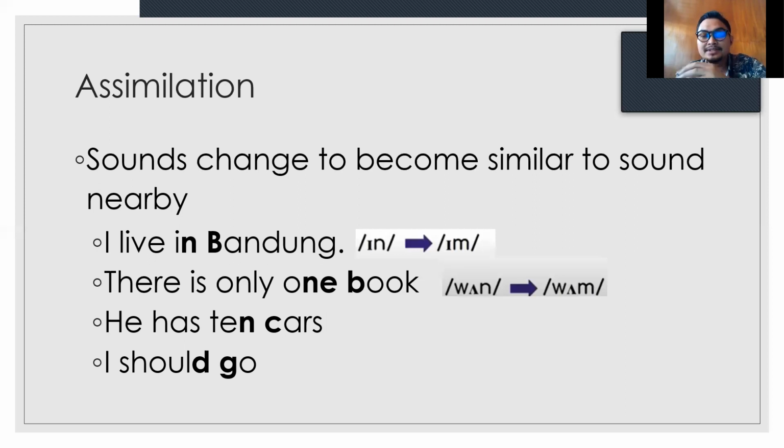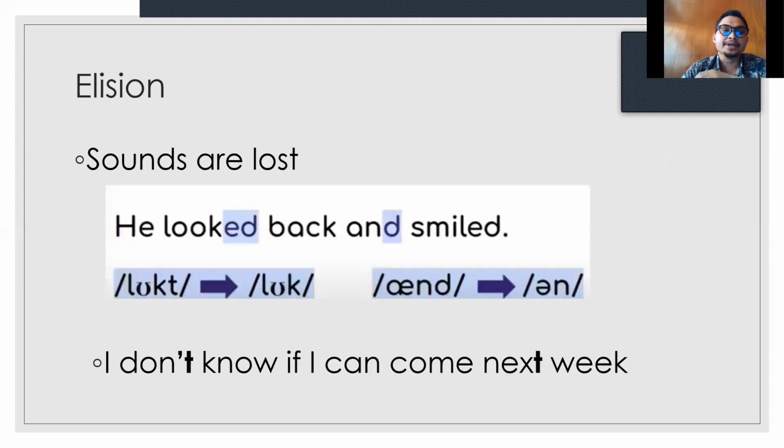The sounds change to become similar to sounds nearby. All right, don't forget that one. Now we move to the second one. We have elision. Elision is when sounds are lost.